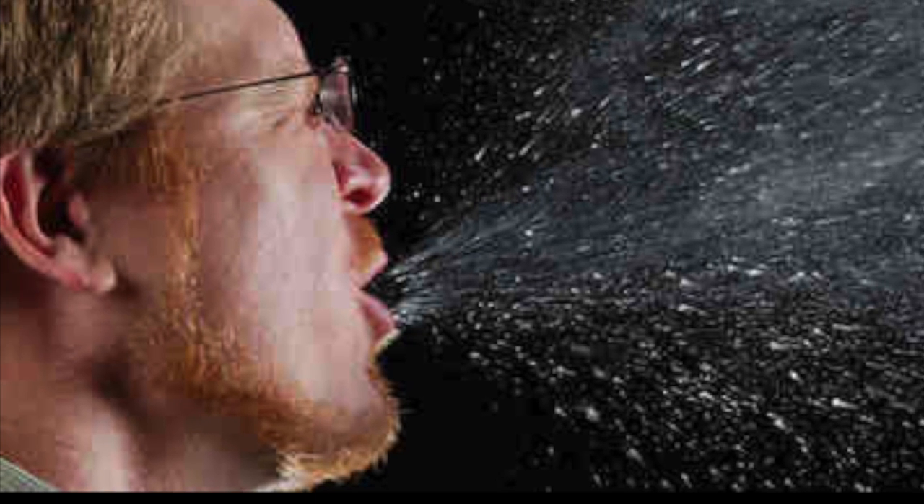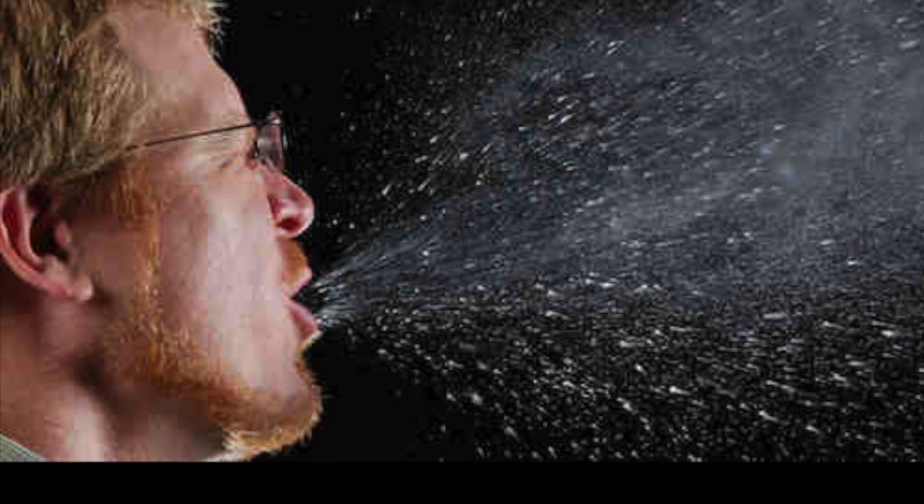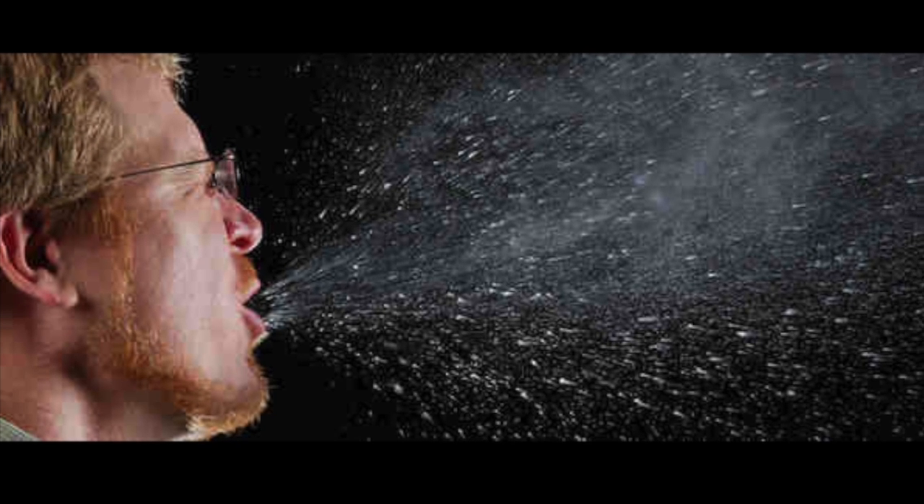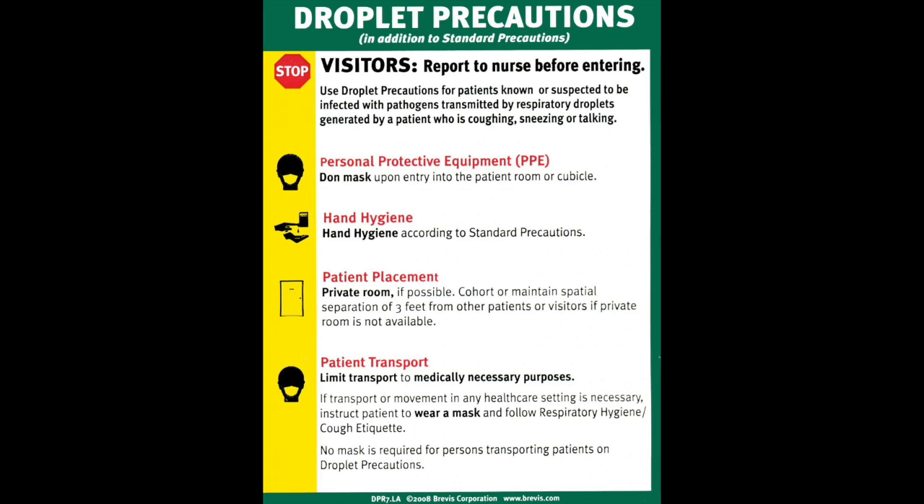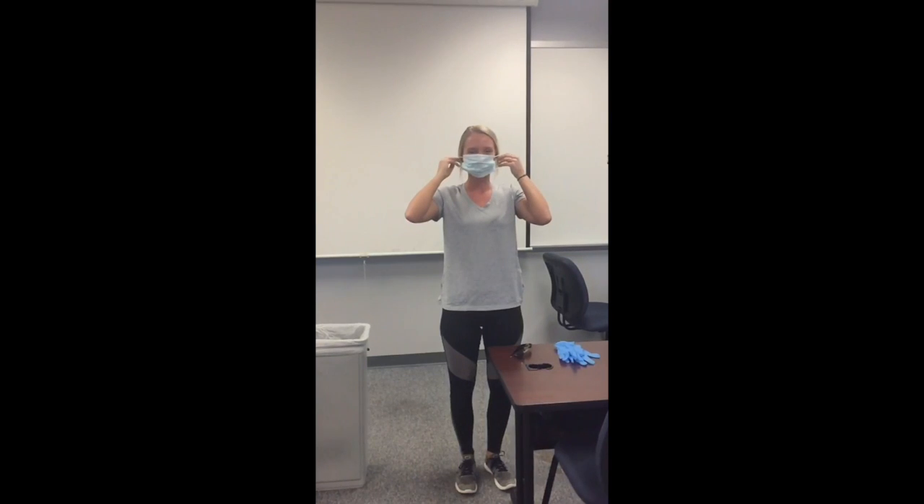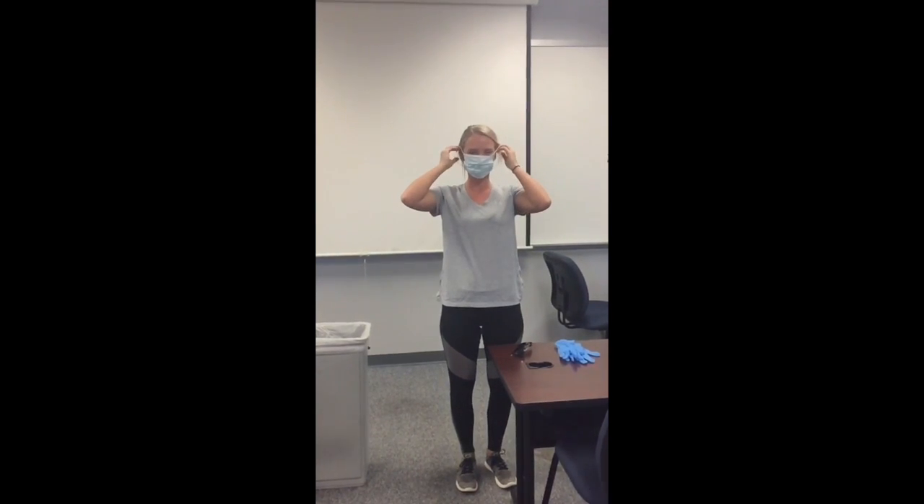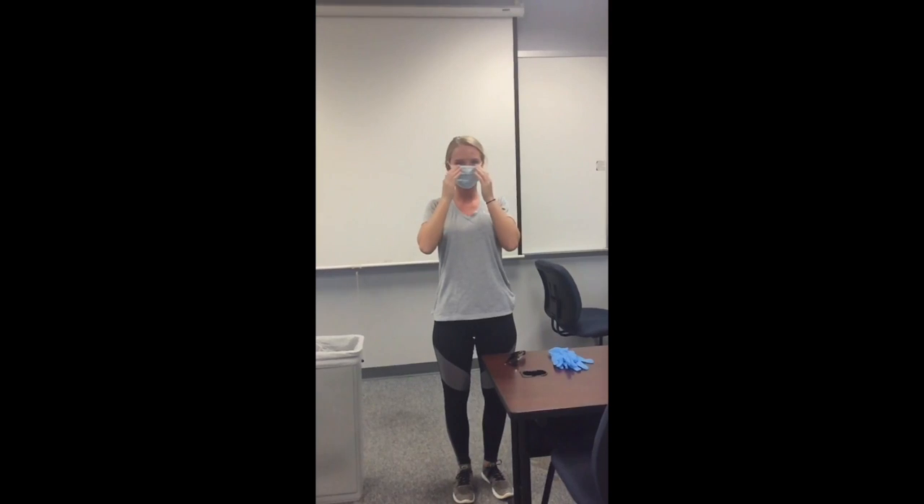Large particle droplets can be transmitted through mucous membranes, the conjunctivae, coughing, or sneezing. The droplets do not travel more than 3 feet and do not remain suspended in the air. With droplet precautions, a mask must be worn when working within 3 feet of a patient. Logistically, hospitals often require a mask upon entering the patient's room. Some diseases that use droplet precautions are pneumonia, influenza, whooping cough, and bacterial meningitis.